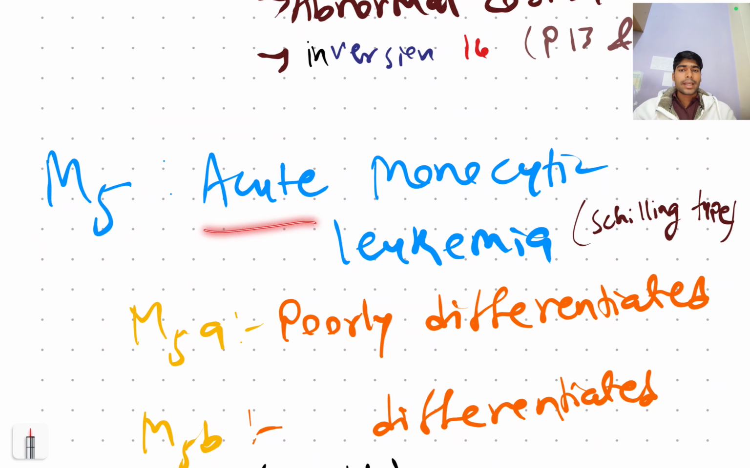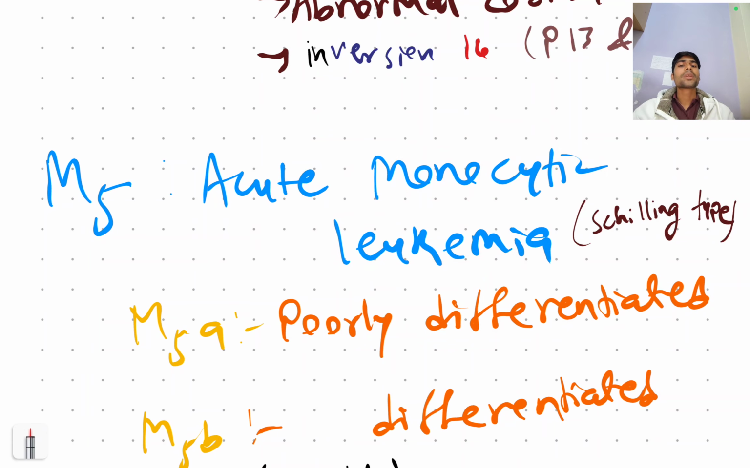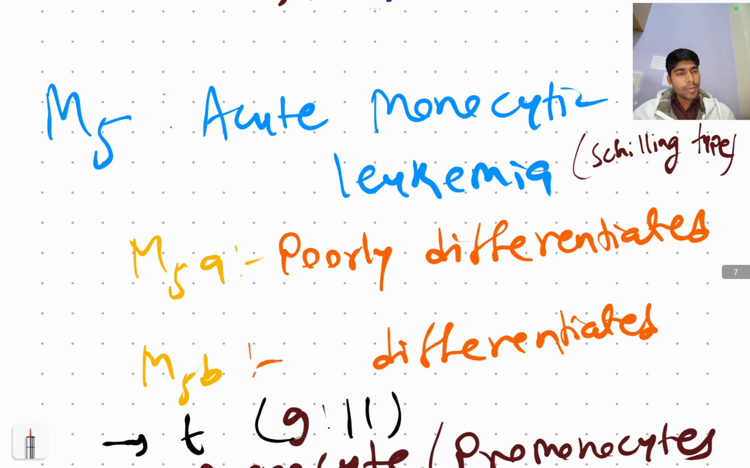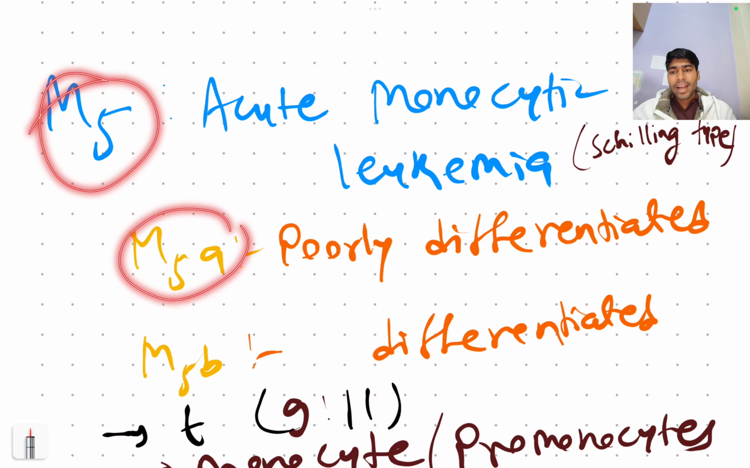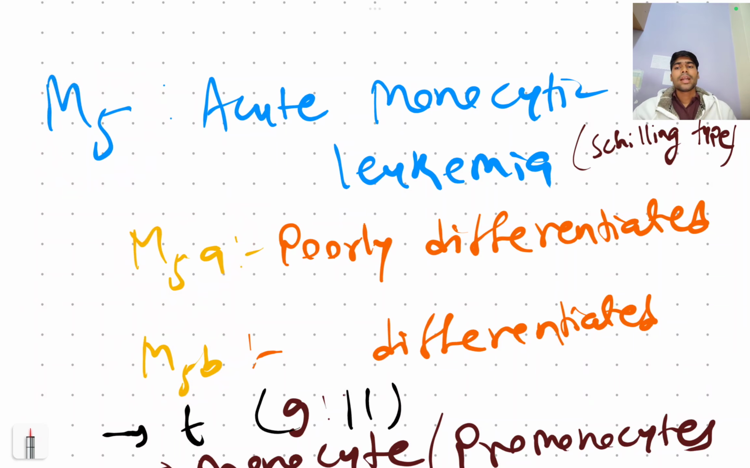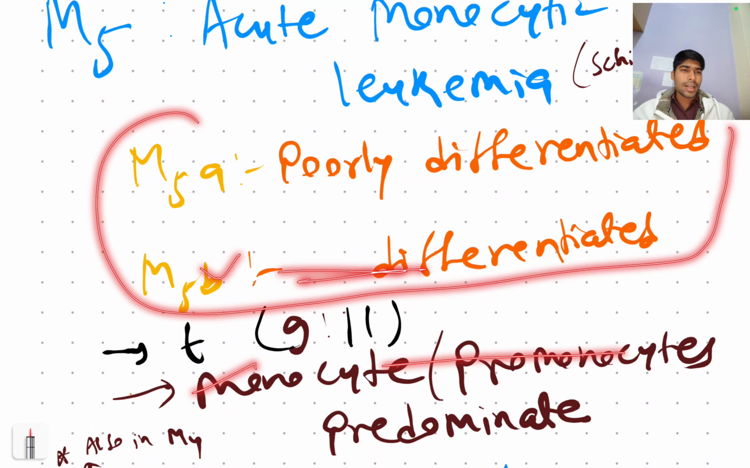So M5 is acute monocytic leukemia. All right. So monocytic leukemia. Again by name you can remember monocyte means there is more amount of monocyte. All right. And M5 is further divided into M5A and M5B. M5A is poorly differentiated and M5B is differentiated. You may remember or you may leave this.